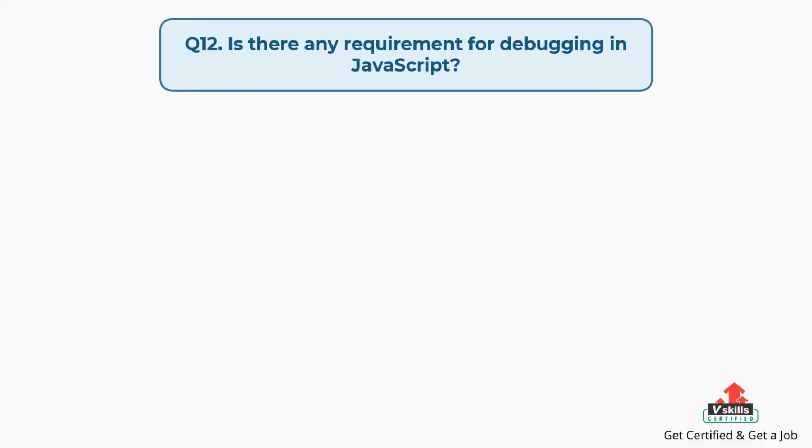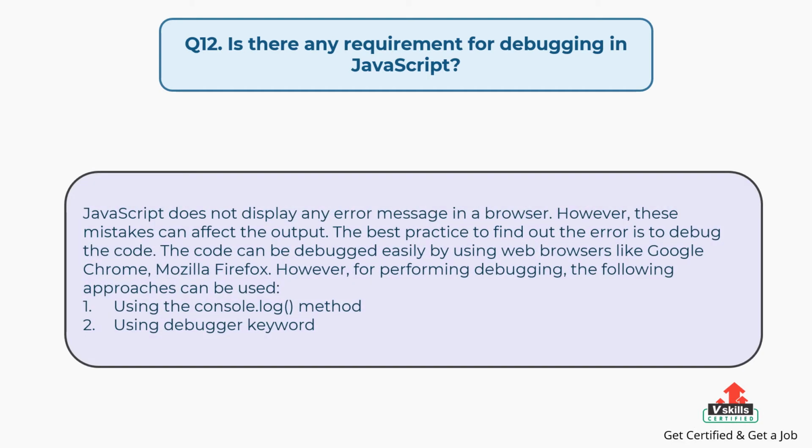Question number 12. Is there any requirement for debugging in JavaScript? The answer is, JavaScript does not display any error message in a browser. However, these mistakes can affect the output. The best practice to find out the error is to debug the code. The code can be debugged easily by using web browsers like Google Chrome, Mozilla Firefox.